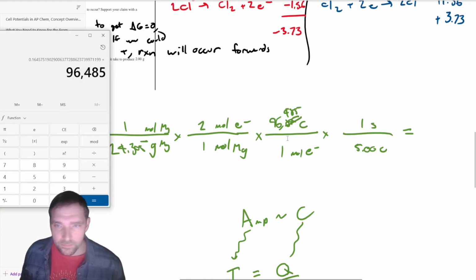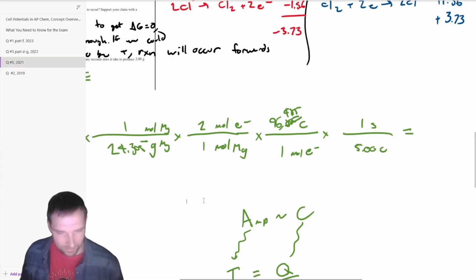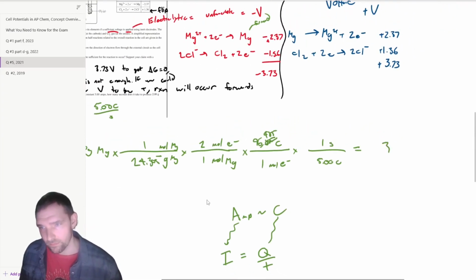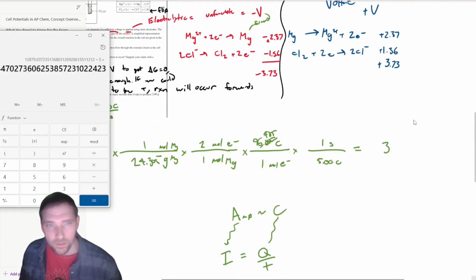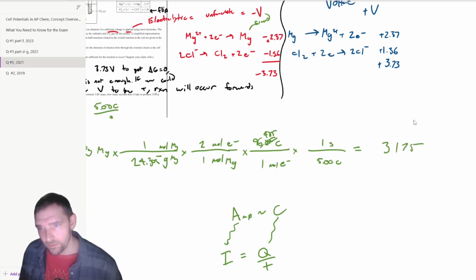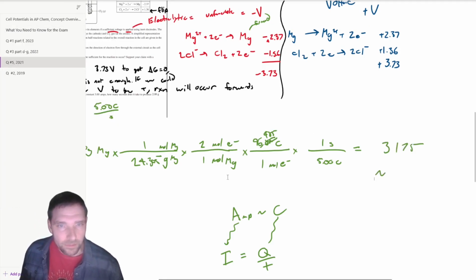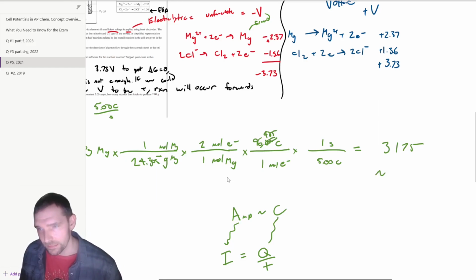Do that times that, and then divide by 5. We should get that now as seconds. 3,000, what is it? 175, but we are going to then end up limiting it to 3 sig figs. So I'm seeing that as 3,100.